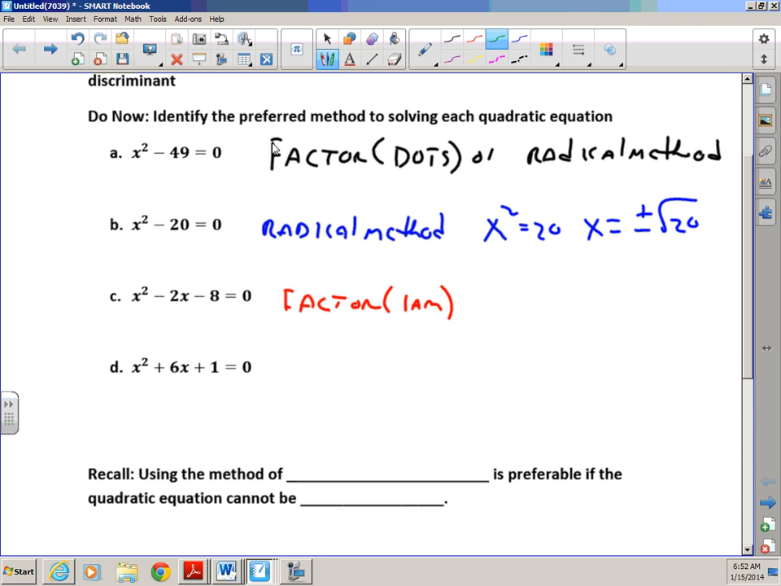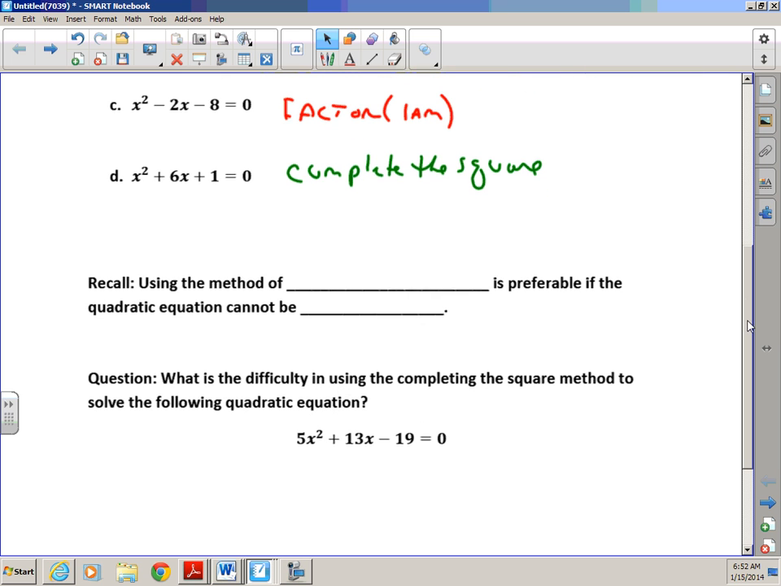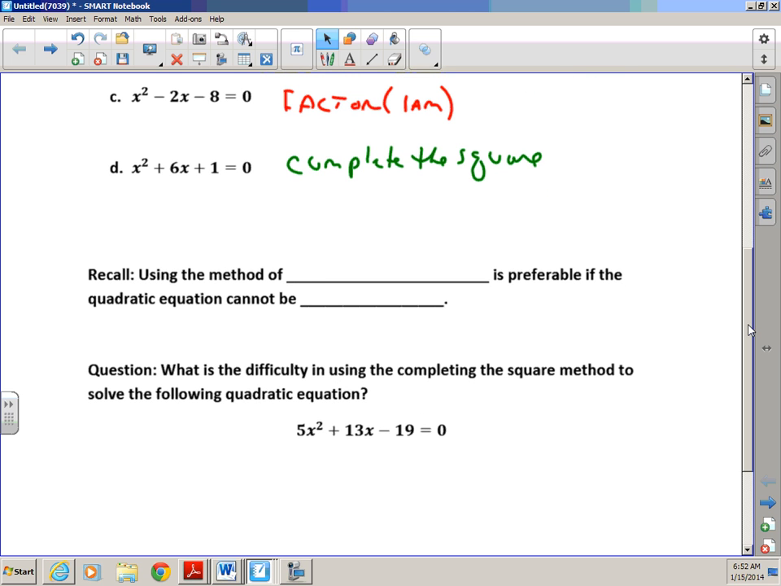And then the next one, I can't factor, so I'm going to use the complete the square method. Now, remember what we said yesterday is we would use the completing the square method when, and the answer to that is when the equation cannot be factored. Now, let's take a look at the following.